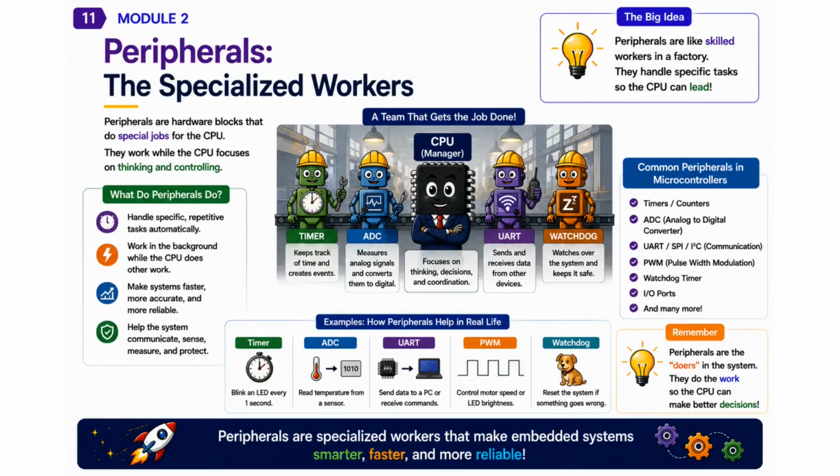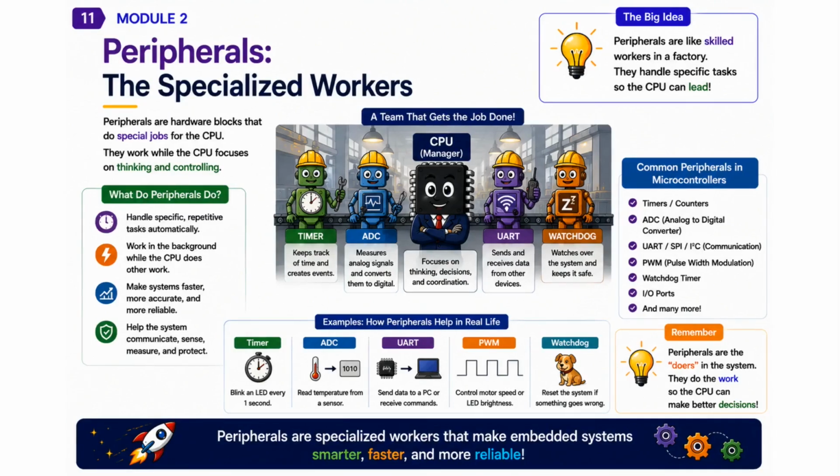The important idea is this. Peripherals are the specialized workers inside the microcontroller. They do the work so that the CPU can make better decisions and manage the whole system more efficiently. Together, they make embedded systems smarter, faster, and more reliable.